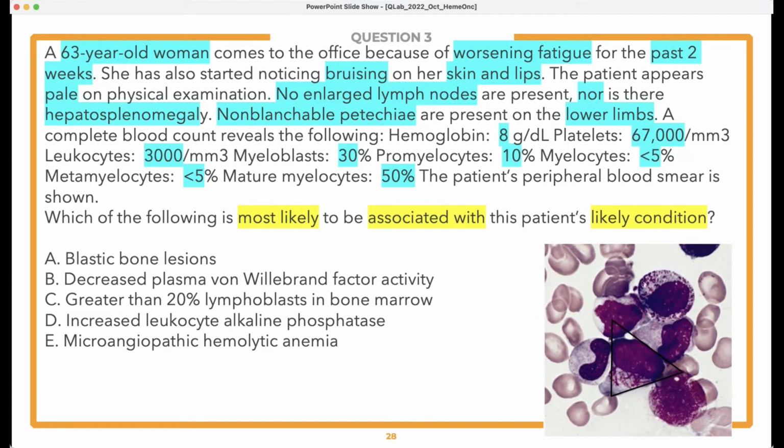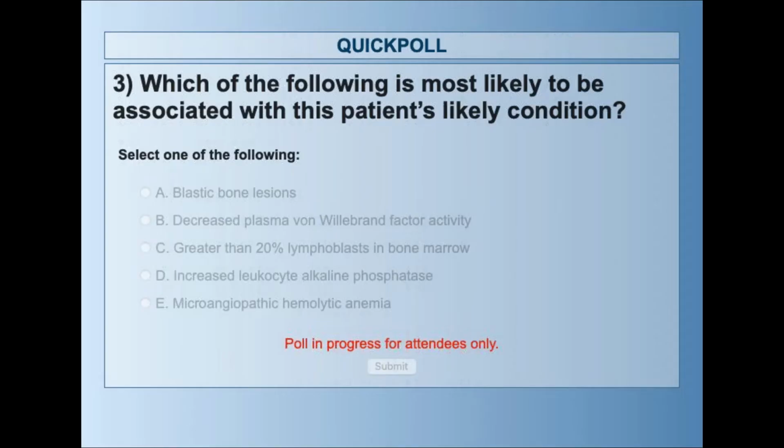So we're going to go ahead and open up that poll. Go ahead and select what you think is the best answer here, and we'll talk about it in just a few seconds. Here we are. We've got all of the answer choices up. Out of all of these options, which do you think is most likely associated with this patient's likely condition?